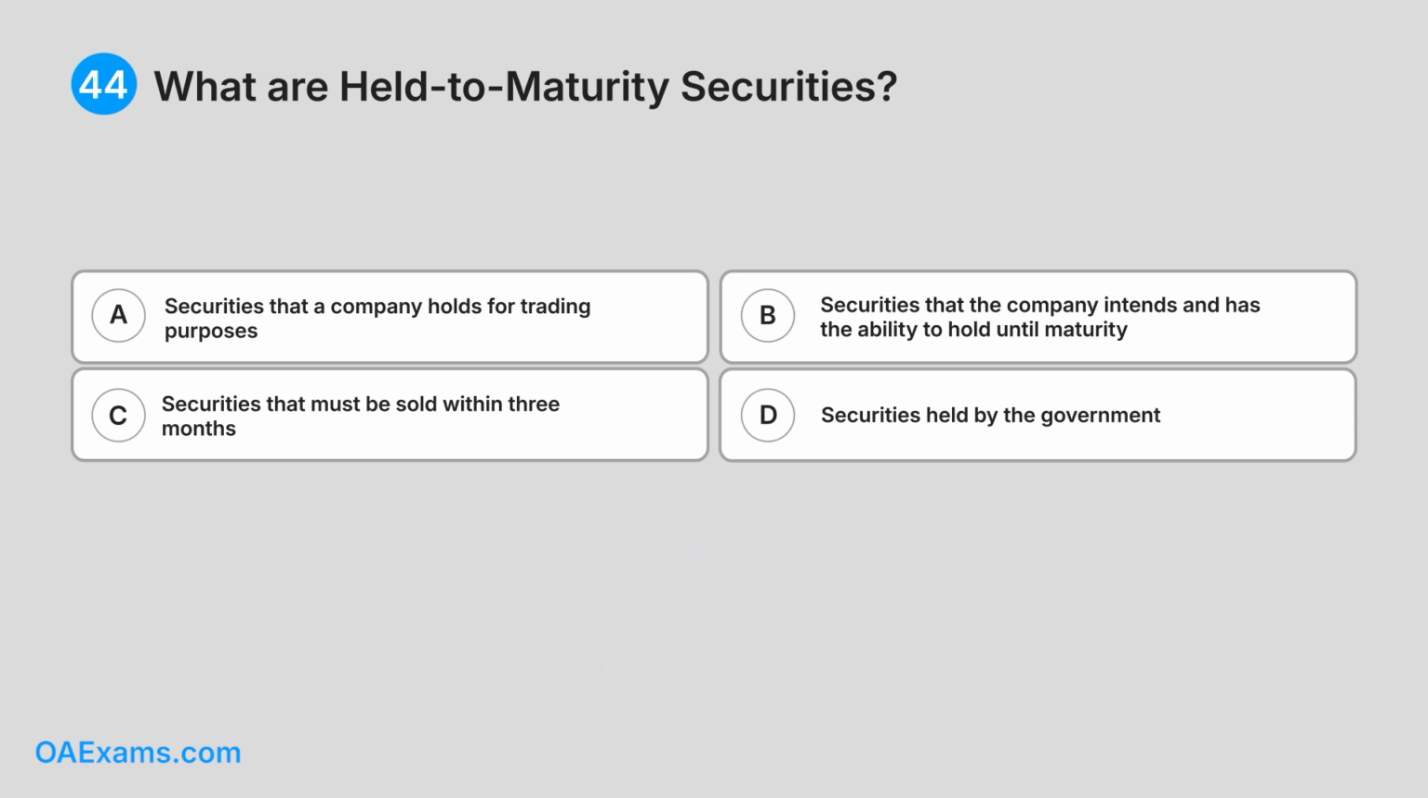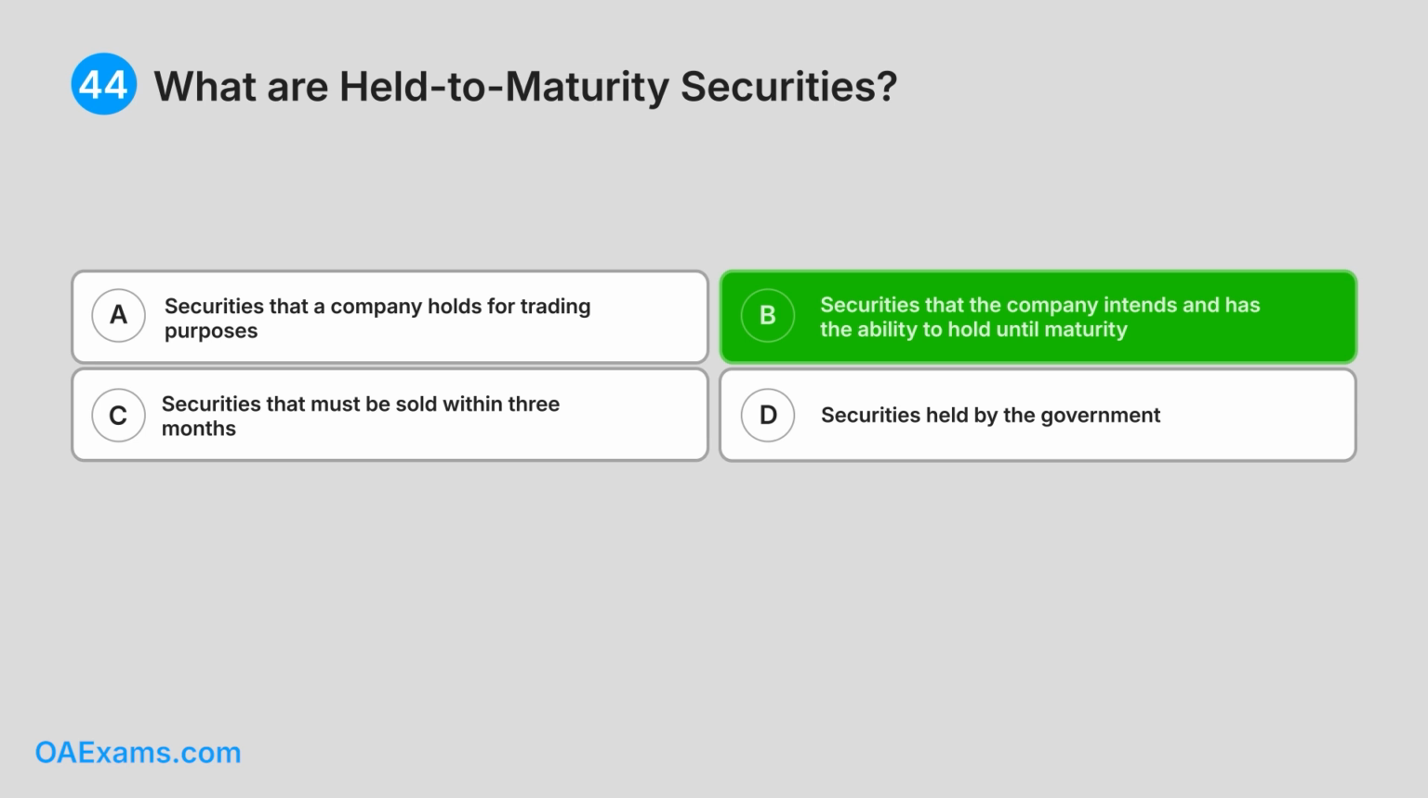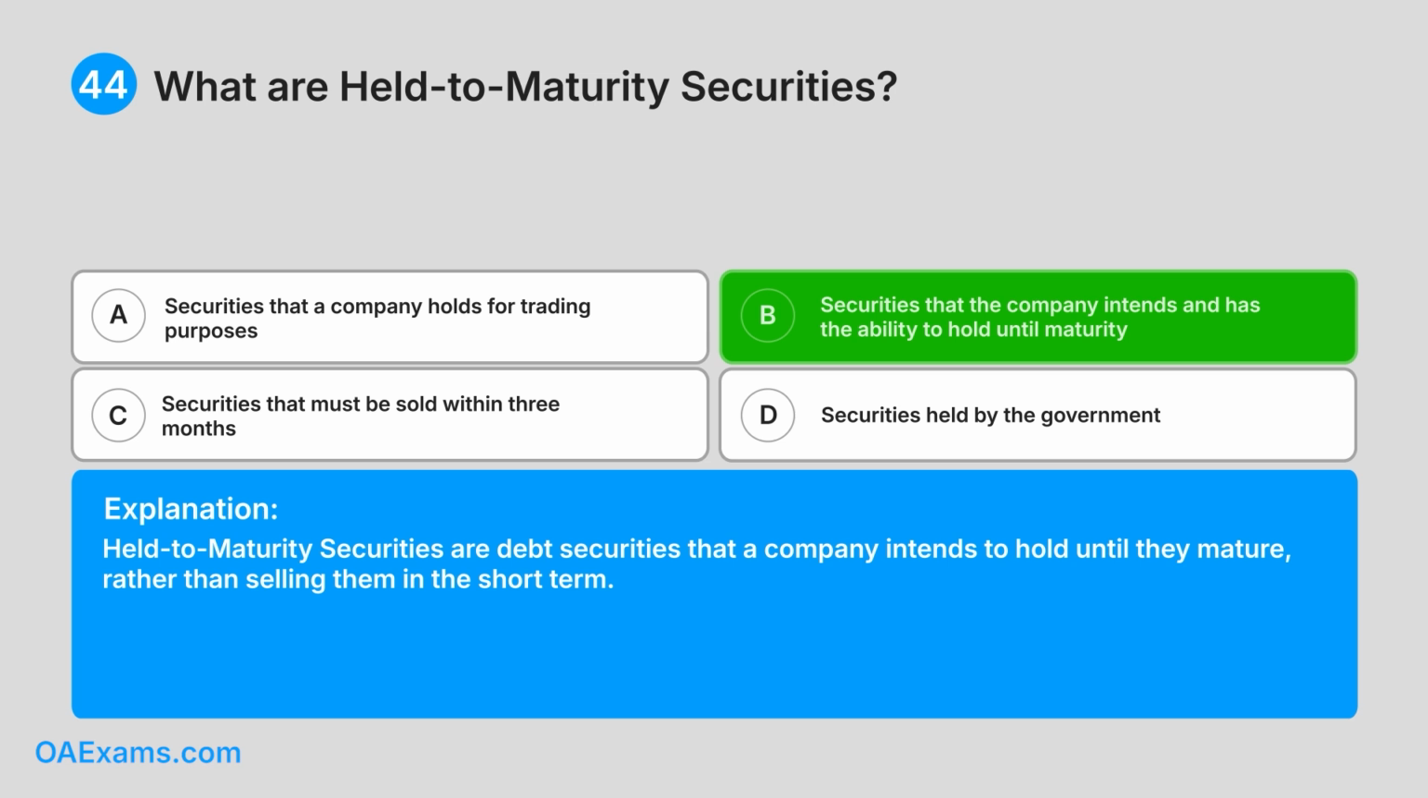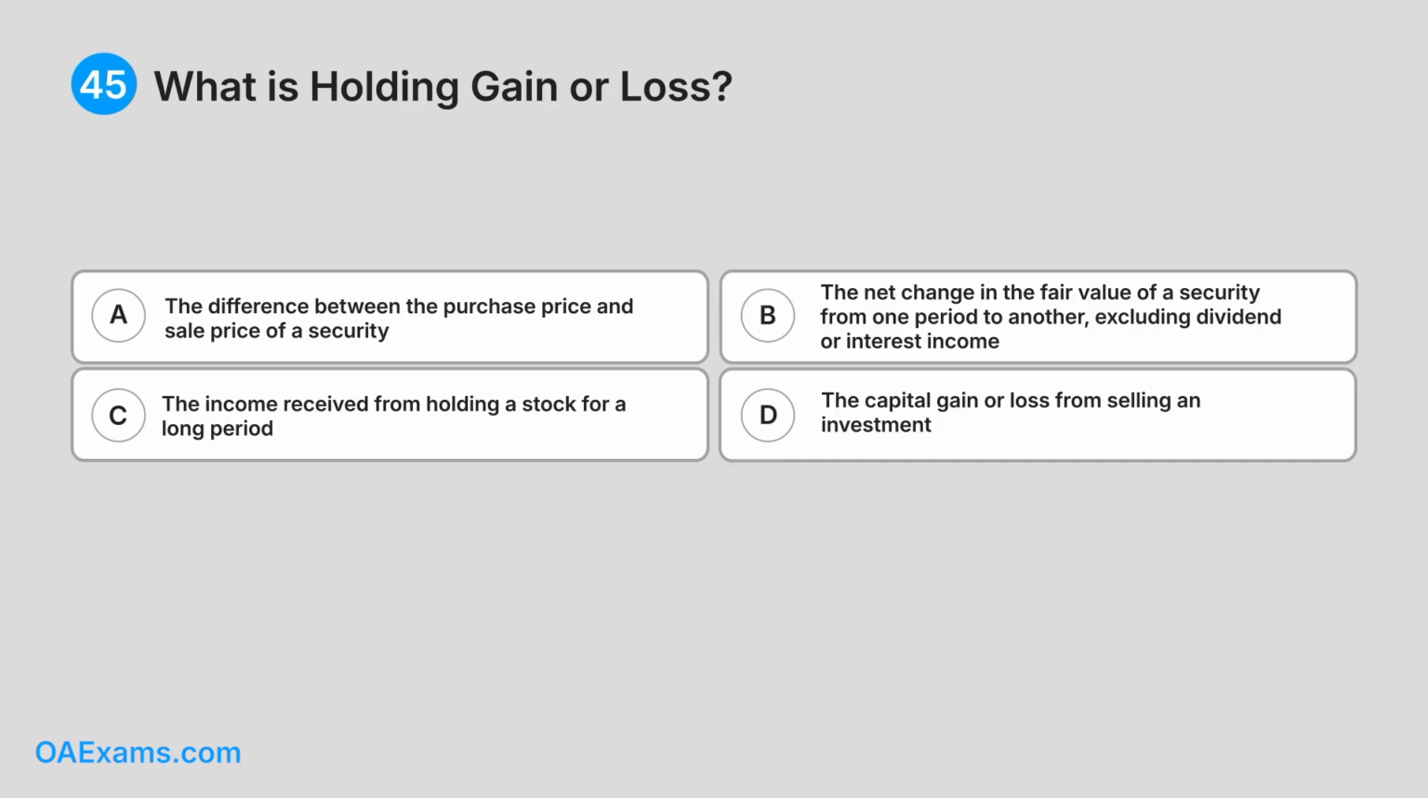Correct answer. B. Securities that the company intends and has the ability to hold until maturity. Explanation. Held-to-maturity securities are debt securities that a company intends to hold until they mature, rather than selling them in the short term.